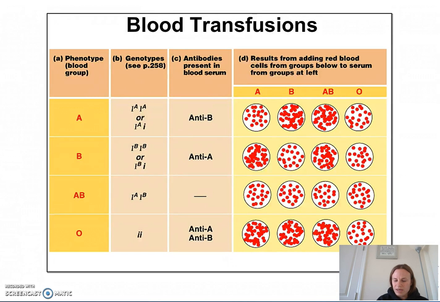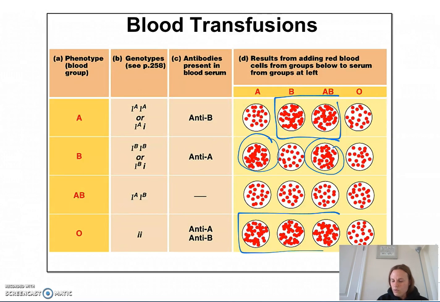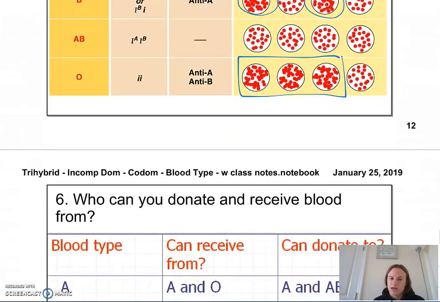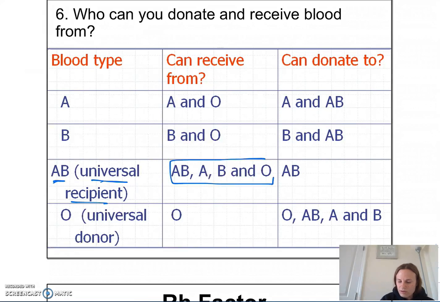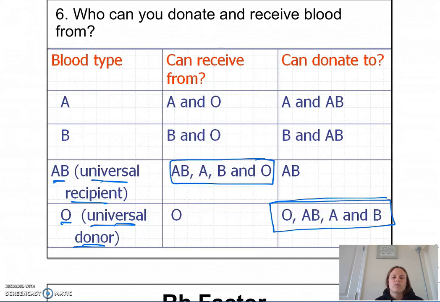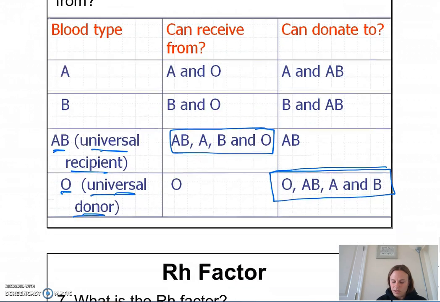Before that, what would actually happen if someone did receive the wrong type of blood? It's called agglutination, where the blood cells clump together and form blockages, obviously preventing the flow of blood, which is not what you want. So here's the chart of who can donate to who and who can receive blood from who. AB is known as the universal recipient because it can receive from all different blood types. Type O is known as the universal donor because it contains no antigens, therefore it can donate to any blood type because it won't be rejected by any of the blood types.